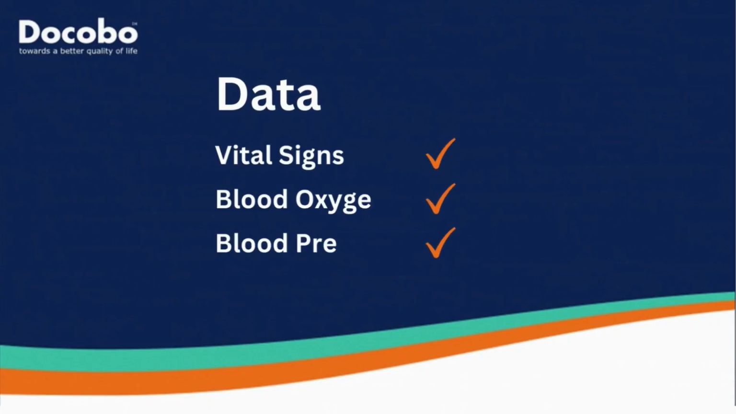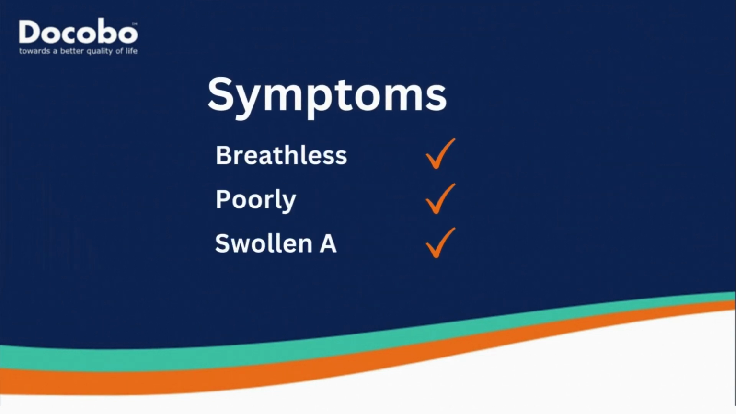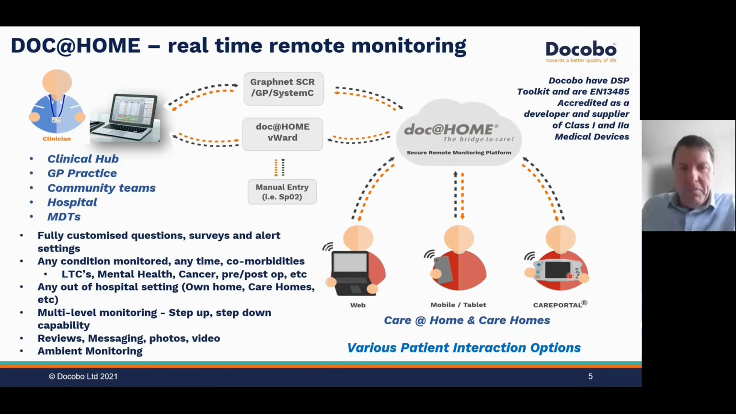And the data is things like obviously vital signs, blood oxygen, blood pressure, those things. But more importantly, things around symptoms. How breathless is someone feeling? How poorly are they? How swollen are their ankles? Symptomatic information that's collected on a day-by-day basis or as-and-when basis from individuals.